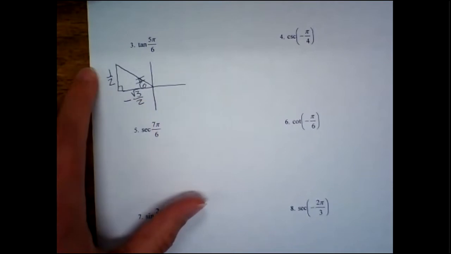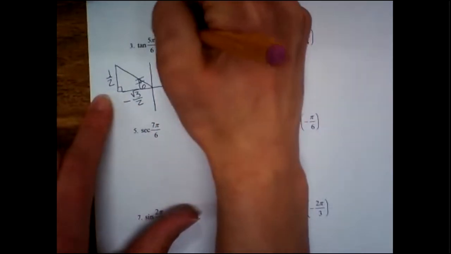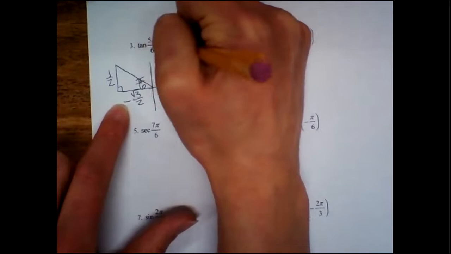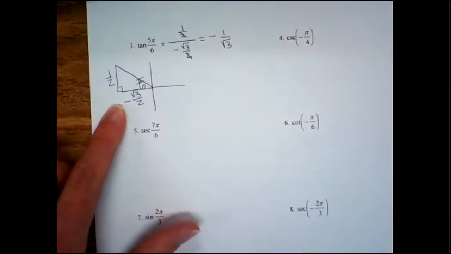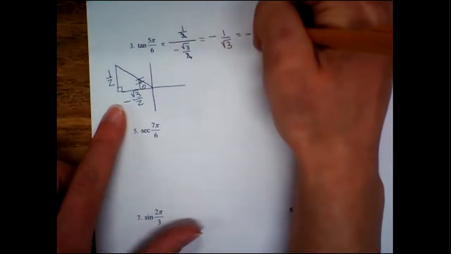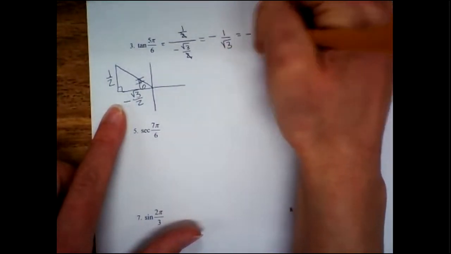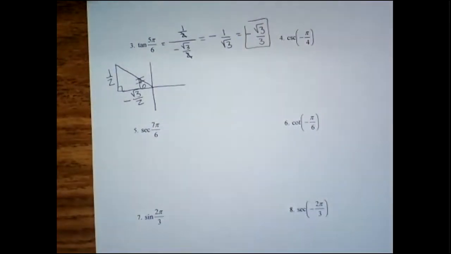It's tangent. Tangent is y over x, or opposite over adjacent. So it is 1/2 over negative square root of 3 over 2. Nobody panic. I know that looks awful. But what's going to cancel out? The 2's. And we get negative 1 over square root of 3. And then all you have to do is rationalize that. So it will be negative square root of 3 over 3. Let's try another one.